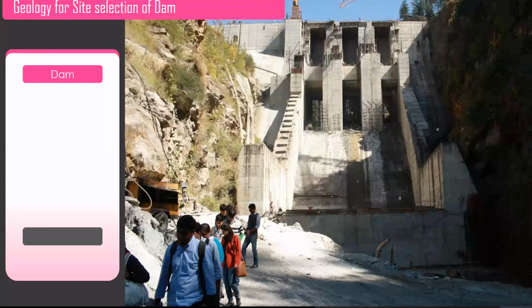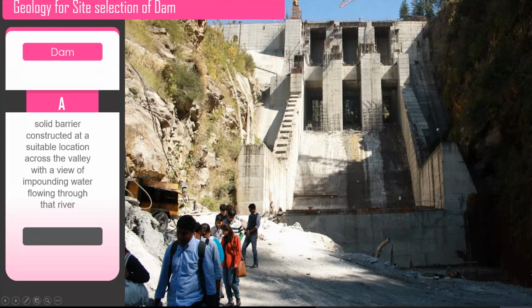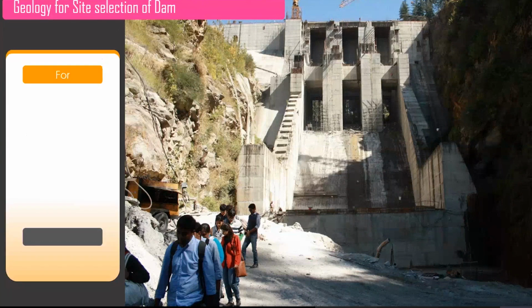So before going into the details of site selection, what is a dam? A dam is basically a solid barrier constructed across a river valley. The purpose of the dam is to stop the water, impounding the water. The water which is stored on the upstream side of the dam, we call it a reservoir.